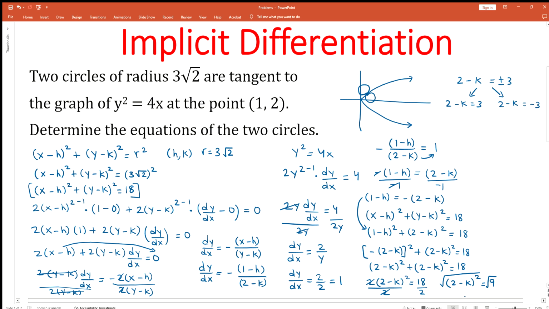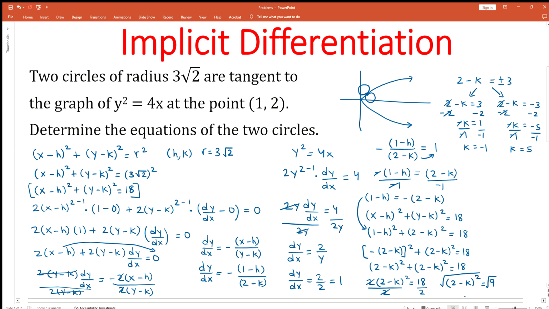Let's start with the positive case. We can isolate k by subtracting 2 from both sides. 3 minus 2 is 1. Next, we can divide both sides by negative 1. I get k equals negative 1. Now we can analyze the negative case. We should subtract 2 from both sides. Next, we can divide both sides by negative 1. I get k equals 5.